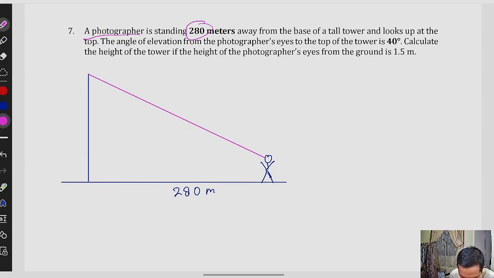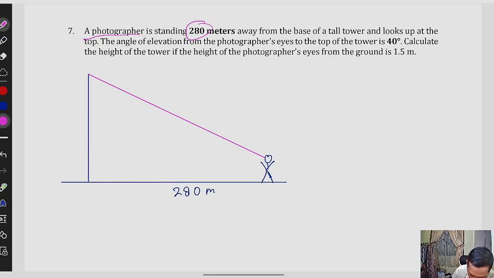The angle of elevation from the photographer's eyes to the top of the tower is 40 degrees. The angle of elevation is the angle created from the line that goes up and the horizontal line, and the angle of depression is from the line that goes down and the horizontal line. So the keyword here is the horizontal line. When we talk about the elevation angle from the photographer's eye to the top of the tower, we need to make the horizontal line here.